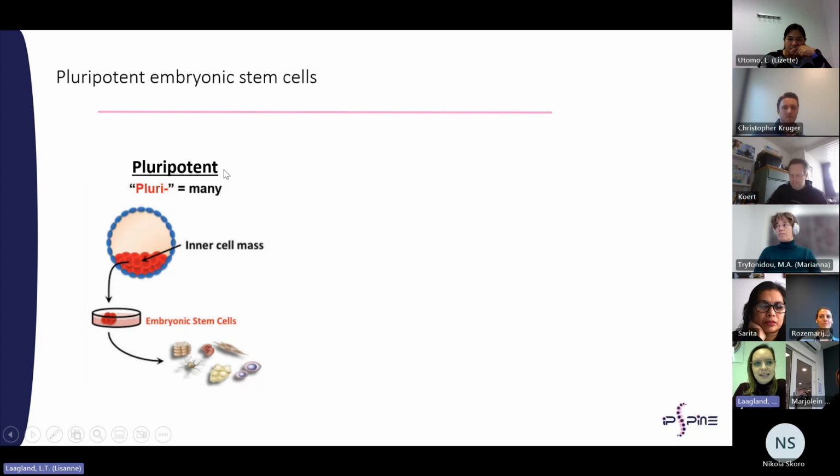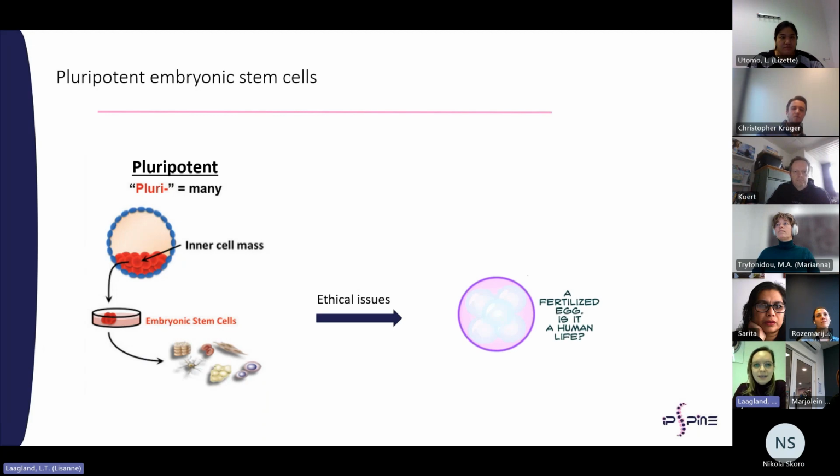So you can imagine that in the regenerative medicine field, there's a lot of interest in working with these embryonic pluripotent stem cells, because they can be used to generate different types of tissues that can be used in treatments for several diseases. However, as you can imagine, we have to collect them from embryos, and it also comes together with a lot of ethical issues, because this fertilized egg cell can in the end become a human life. So that's why a lot of people think it's unethical to use these cells in research.